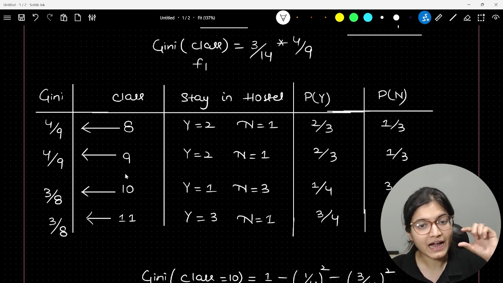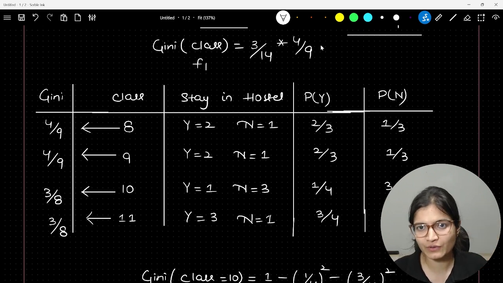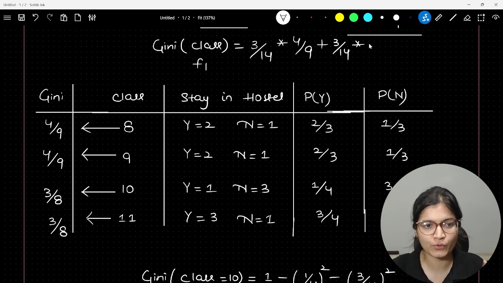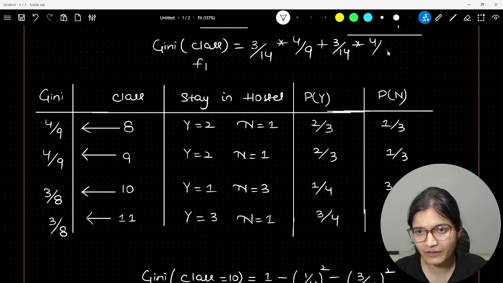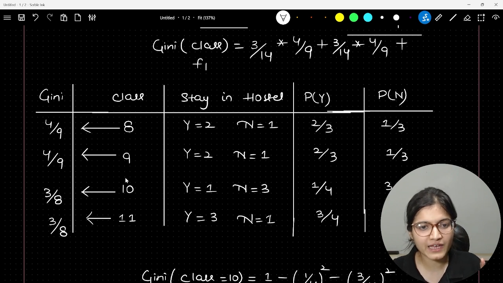With respect to class 9, how many total records are there? It will be 3. So again, you will say 3 by 14. Why 14? Because in total you have 14 only. And into what is the Gini value for 9? Again, you have to ask the same question.